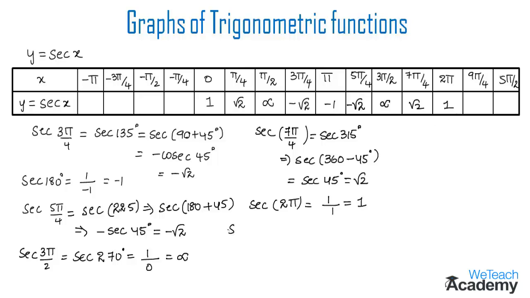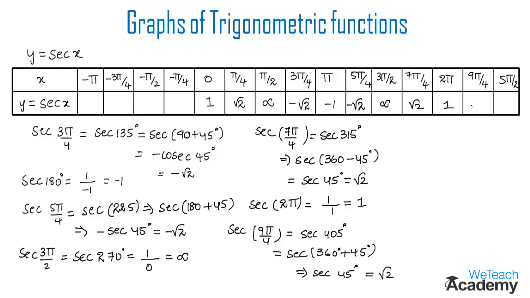And the next radian, 9 pi by 4. So secant 9 pi by 4 is equal to secant 405 degrees. And this can be written as secant 360 degrees plus 45 degrees. And this is in the form of secant 360 plus theta, which is equal to secant theta. So here we get secant 45 degrees, which is equal to root 2. So here we get root 2. And the next value, 5 pi by 2, and its value is infinity.